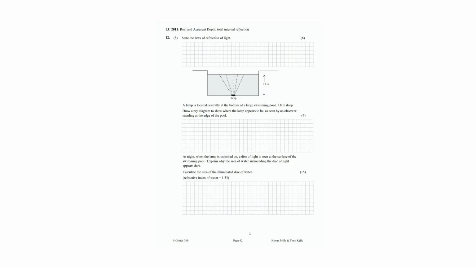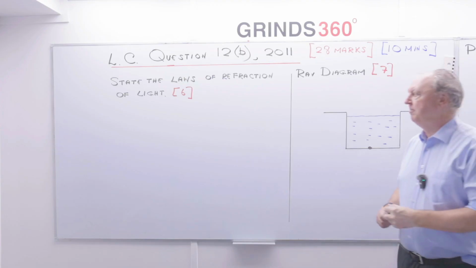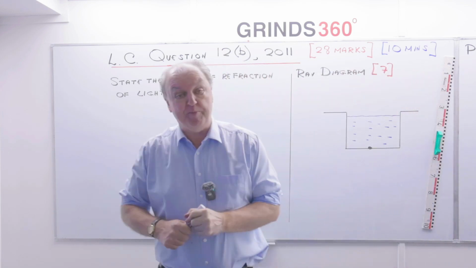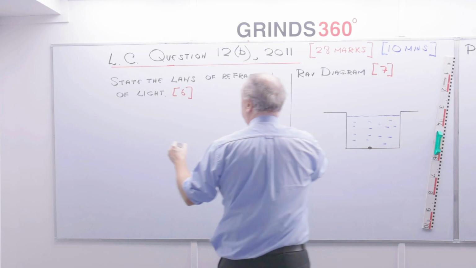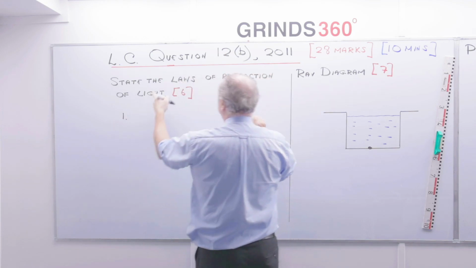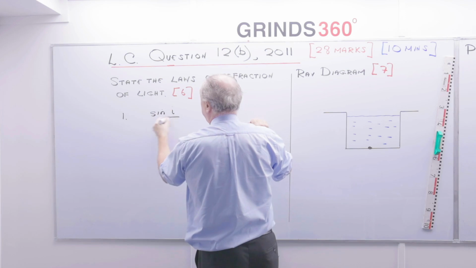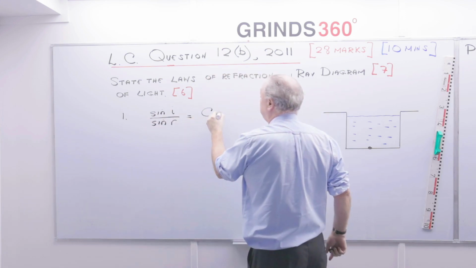They're asking me in 12 part B to state the laws of refraction of light. So have a look at these in your notes, but they come in two parts. The first part would be Snell's law. You can write down Snell's law as a formula: for the first part of the laws of refraction, sine I divided by sine R is equal to a constant.